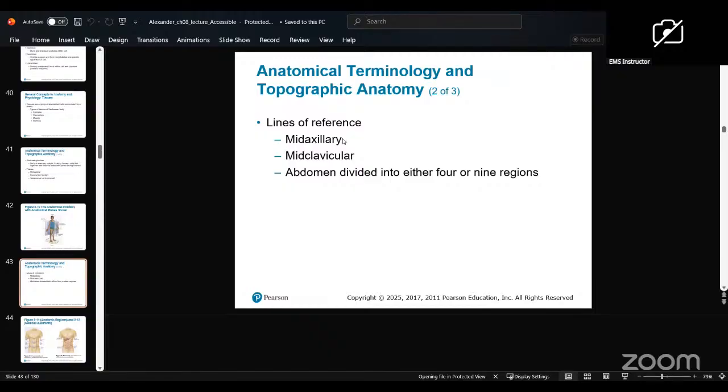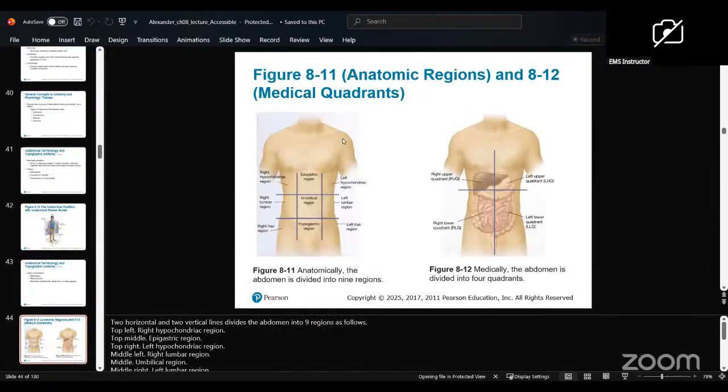Lines of reference, again: mid-axillary, mid-clavicular. And then remember, for our purposes, our abdomen is broken up into four regions: right upper, left upper, right lower, left lower. So RUQ, RLQ, LUQ, LLQ.